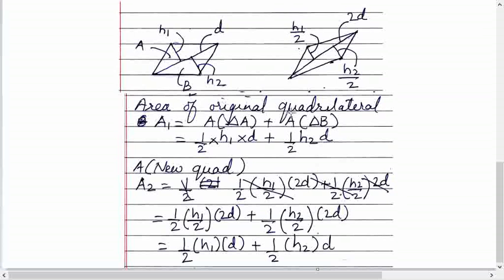See, area of the original quadrilateral. Now you don't have any formula for finding the area of this quadrilateral. Why? Because we don't know what the quadrilateral is. That's why no formula. We'll break this into two triangles A and B. So area of the original quadrilateral equals area of triangle A plus area of triangle B, right? This area plus this area. So what are these areas? 1 upon 2 into H1.